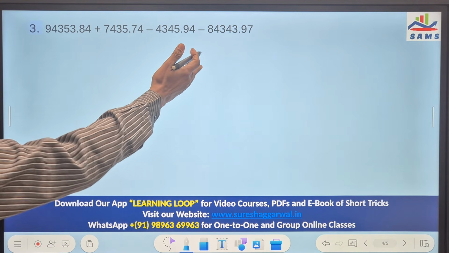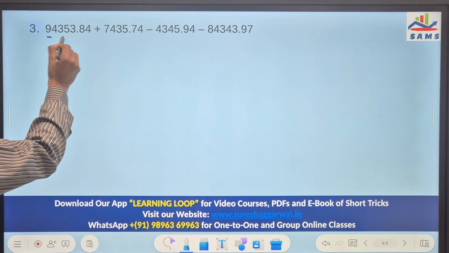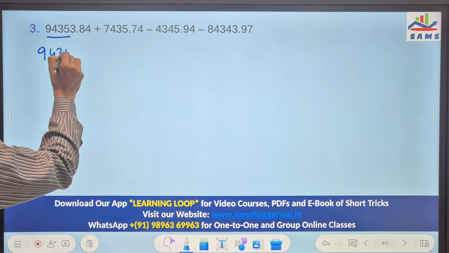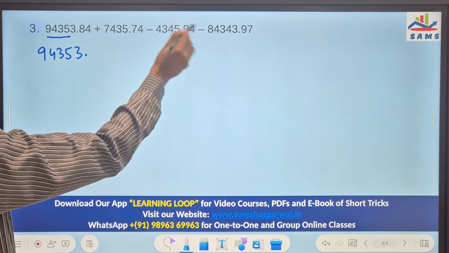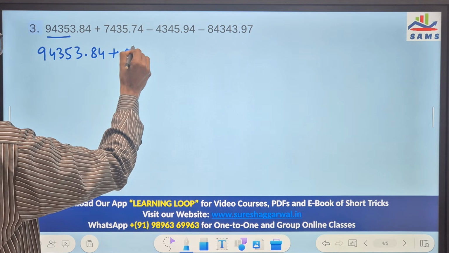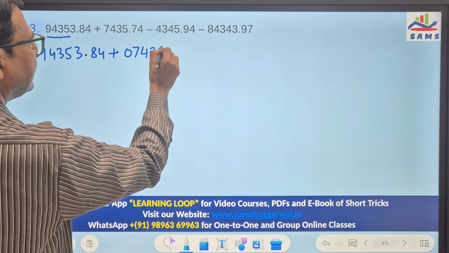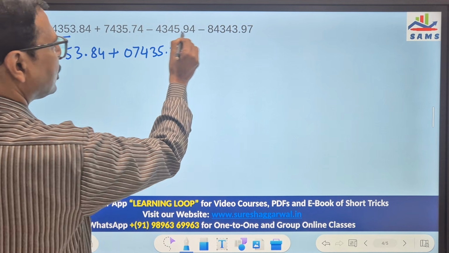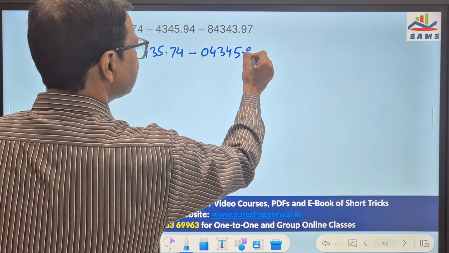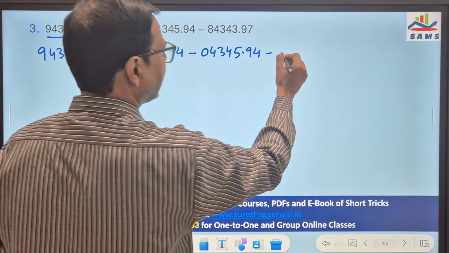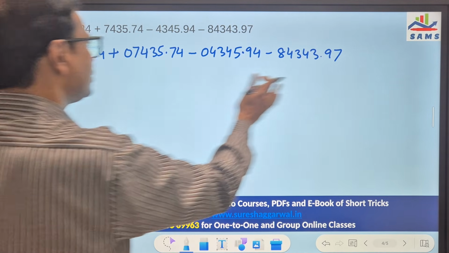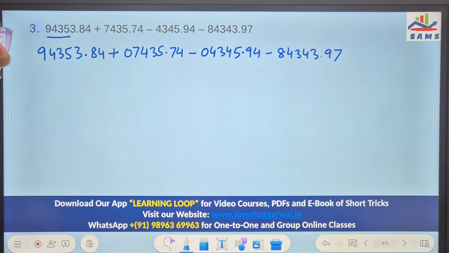Here you can see a big question where we have 5 digits here, 4 here. So 9, 4, 3, 5, 3 point. After decimal we have 2, 2, 2, 2. So I don't need to change anything. Here I need to put a 0 like this. And then here also I need to put a 0, prefix a 0 like this. And finally the last number is exactly in the correct order. So we have equalized the number of digits.